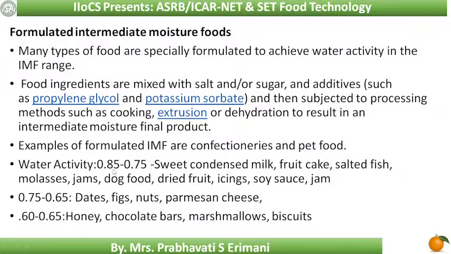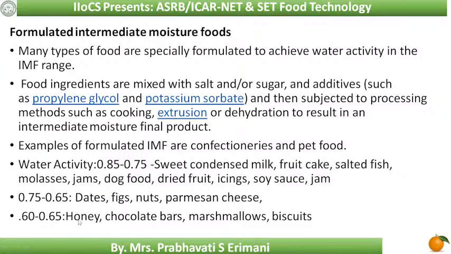And in the case of dates, figs, nuts, these are all naturally available. Figs, correct? In the case of dates and all, how much will they dry? Formulated, that is 0.75 to 0.65 will be the water activity. And in the case of honey, chocolate, natural IMF, honey, in this it is 0.6 to 0.65, we have to remember. In the case of dates, the water activity will be higher, honey will be lower, but it looks like honey should have more, correct, consistency, but it is not like that.